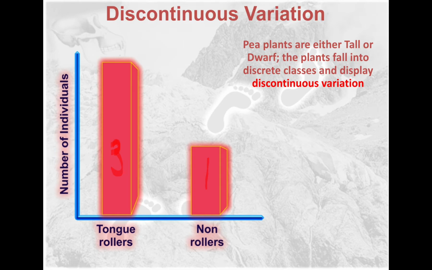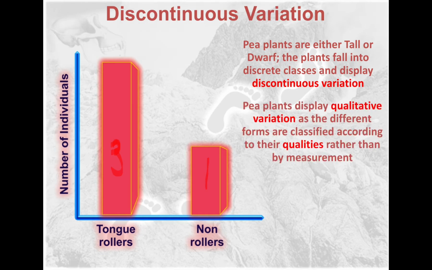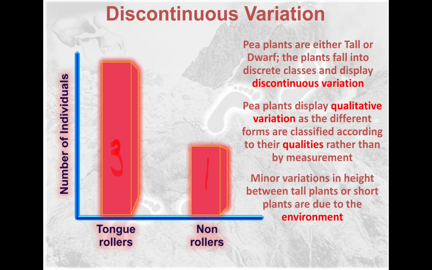Pea plants are another example; they can be either tall or dwarf. It is a qualitative variation. In other words, you can describe it. You don't measure it with a ruler or with scales. You can either describe a pea plant as being tall or being dwarf, and you describe a person as a tongue roller or a non-tongue roller. Minor variations in height between tall and short pea plants will be due to the environment, and they're only negligible, very, very small.